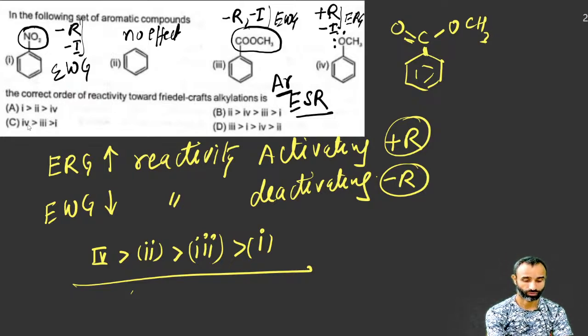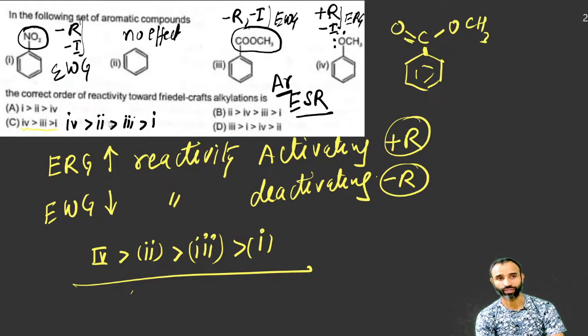Oh, by mistake, options are not given. It should be fourth. Second is missing. Okay, I think by mistake it is happening. It should be fourth, second, third, first. Right?